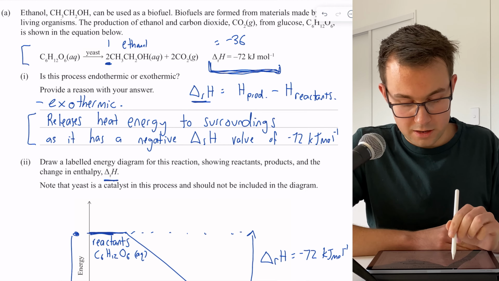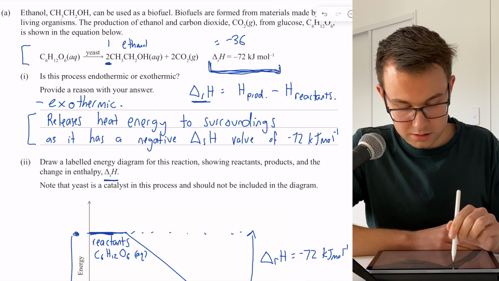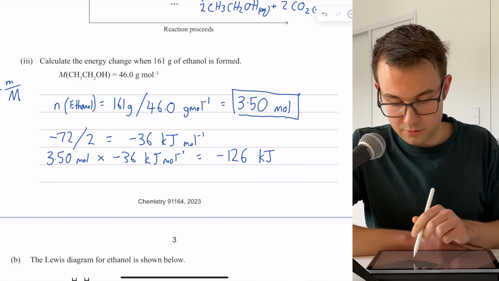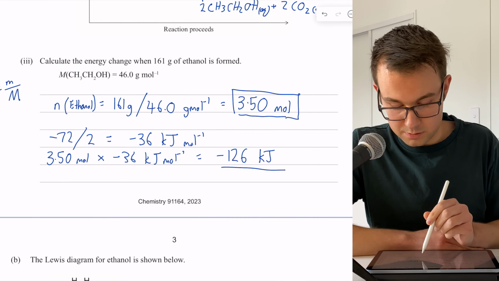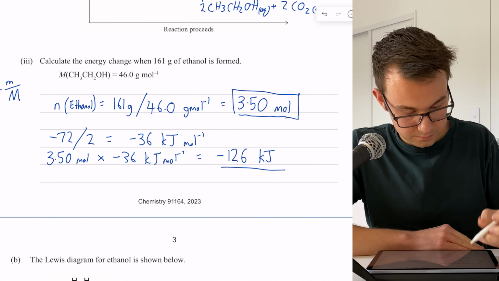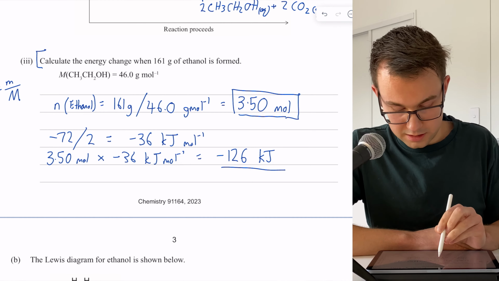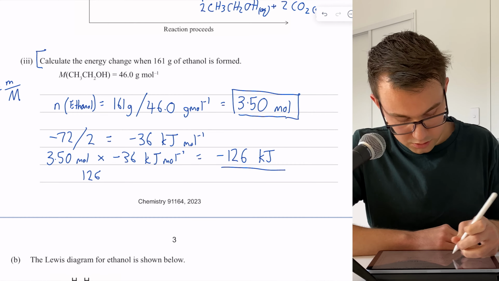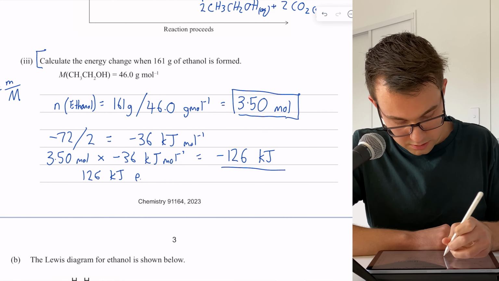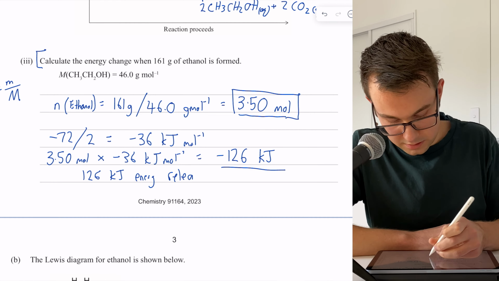Okay. Do we have 1? No, but it's easy to go 1 times 3.5 moles to get 3.5 moles of ethanol. Perfect. So you have to times 3.5 moles by negative 36, and you can get negative 126 kilojoules. So the negative sign here just means that it's released. So you can say the energy change is either negative 126 kilojoules, or you can say 126 kilojoules energy released.